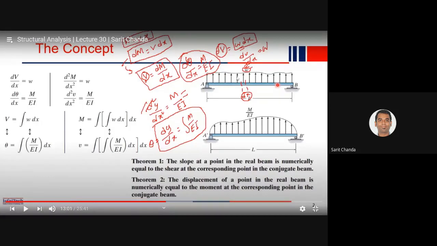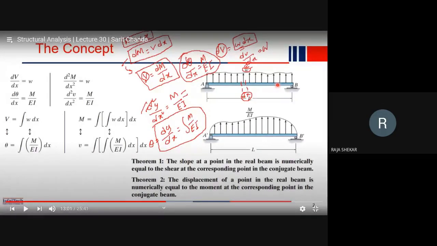This original beam has a W load, a UDL, acting, whereas in the conjugate beam the loading is now the M by EI diagram. This means you draw the moment diagram M of this original beam and divide it by EI. That will give you the loading of the conjugate beam. Is this part clear, or shall I repeat? Rajashekar, did you understand this part?